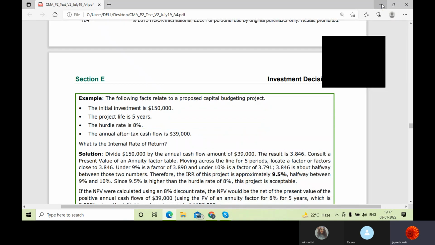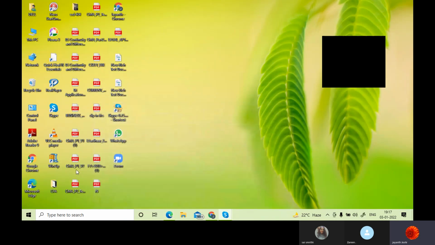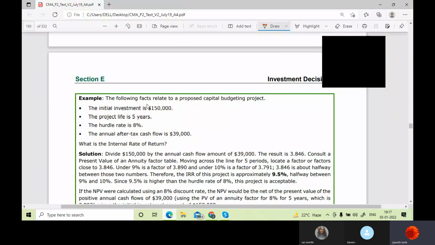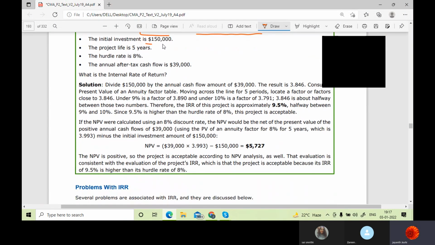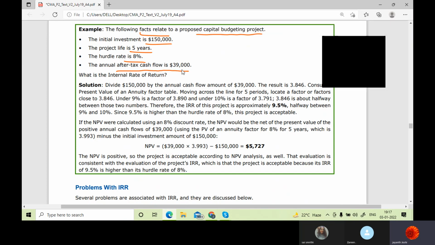The following facts relate to a proposed capital budgeting project. Initial investment is 1,50,000. 5 years is the project life. Hurdle rate is 8%, and annual after-tax cash flow is 39,900. So very simply, they are saying to find out the IRR.